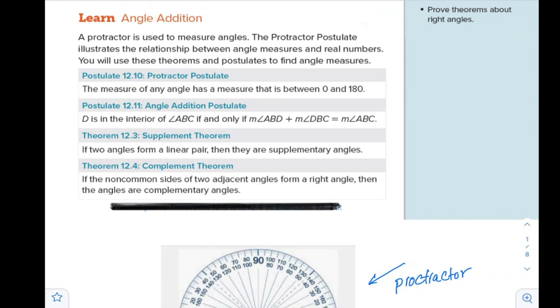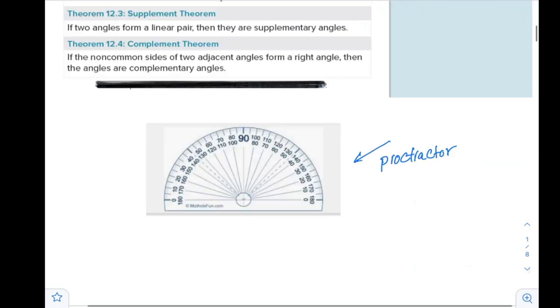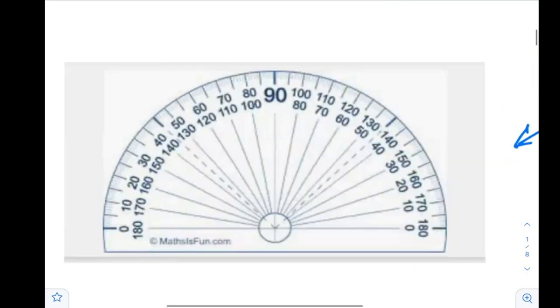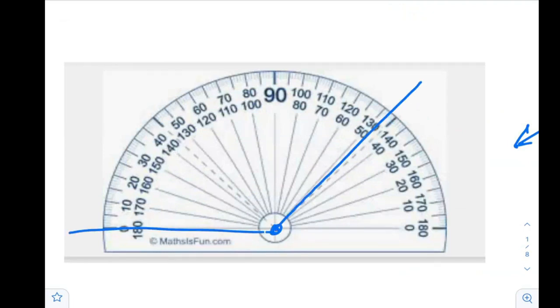The measure of any angle is between 0 and 180. As you see, this is the protractor. If you have any angle, we can put the vertex of the angle here, and one of the sides on the 0, and the other side will show you the measure of the angle. For example, this angle is less than 135 because this is the direction starting from 0. Also, you can measure it from the other side.